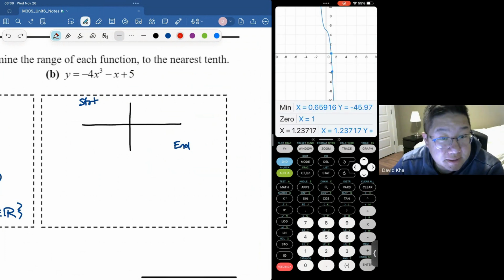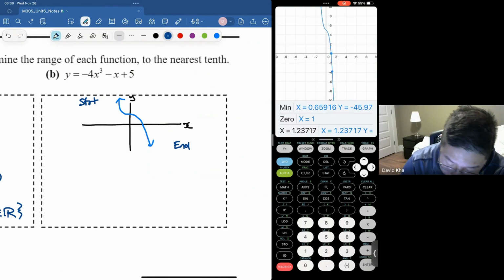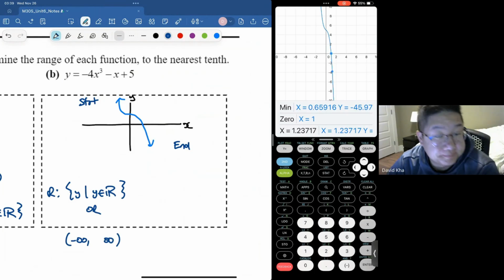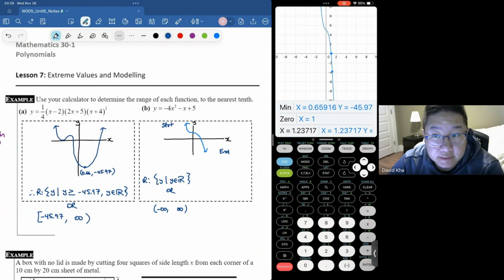And look, it's just like I said, it starts in quadrant 2, ends in quadrant 4. So in this case, it actually looks more like a little kind of like that. Here's your x, here's your y. And so therefore, the range is the set of y such that y is a real number, no restrictions or anything, or negative infinity up to positive infinity. And that's basically it, I think. Right? Yeah, I think so.